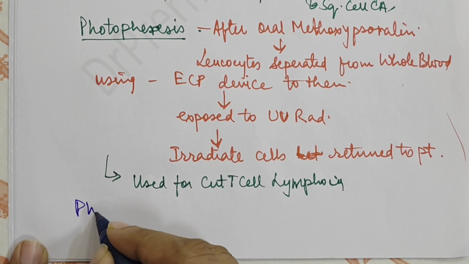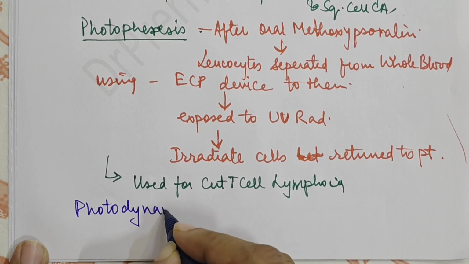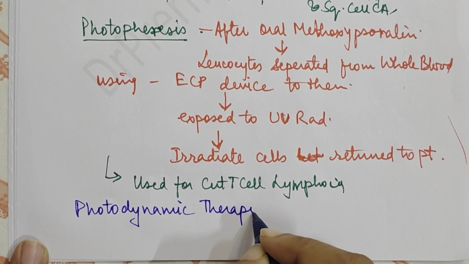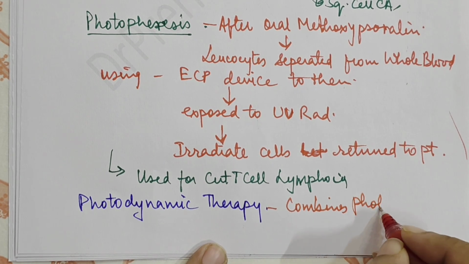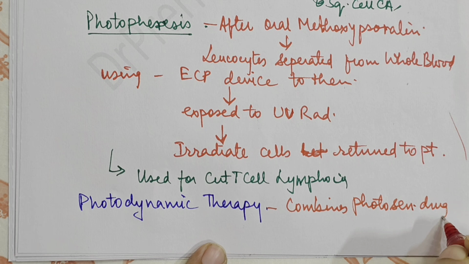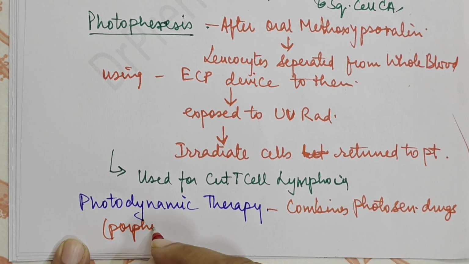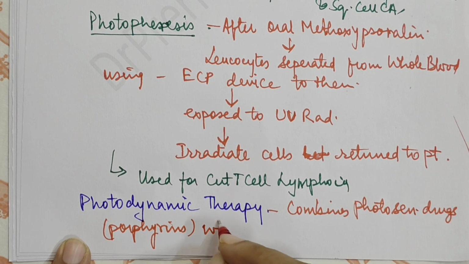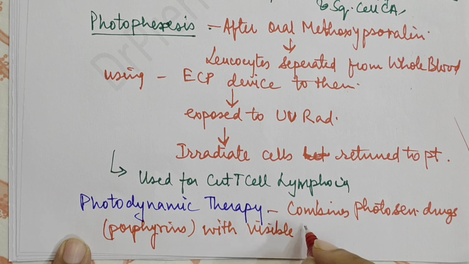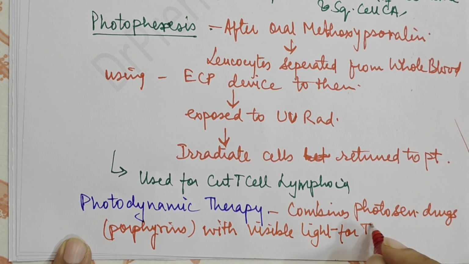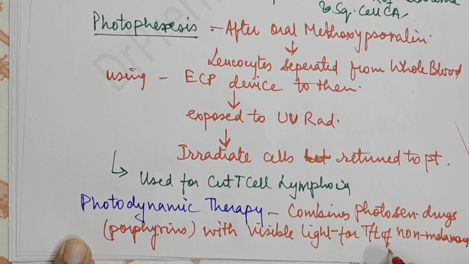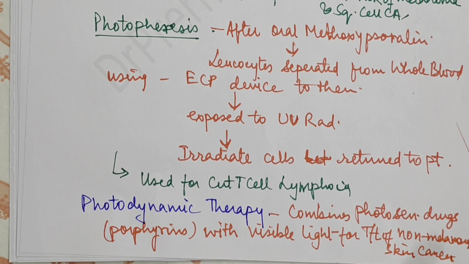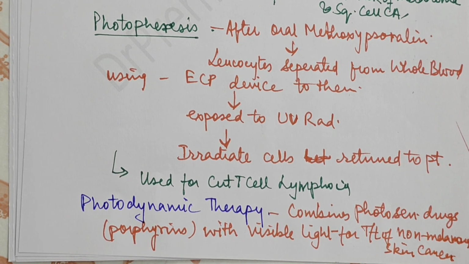Then there is something called photodynamic therapy. Now what happens in photodynamic therapy? It combines photosensitive drugs, that is porphyrins, with visible light for treatment of non-melanoma skin cancer.